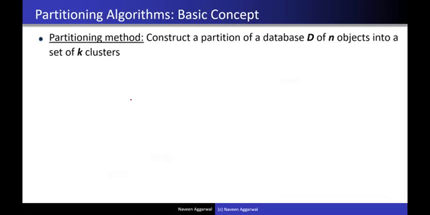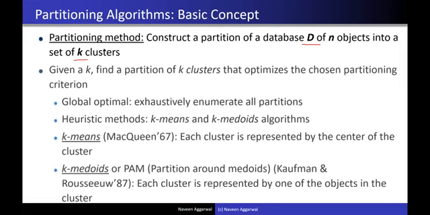In the partitioning algorithms, our main aim is to construct the different partitions. We have to divide our data set, which has n objects and different attributes, into k clusters. This is our aim, and we start with the initial data set and divide it into the different partitions. Given a k, here we are assuming that k is given to us, since it is very difficult to find the best k. Either your domain decides it or an expert gives you the value of k.